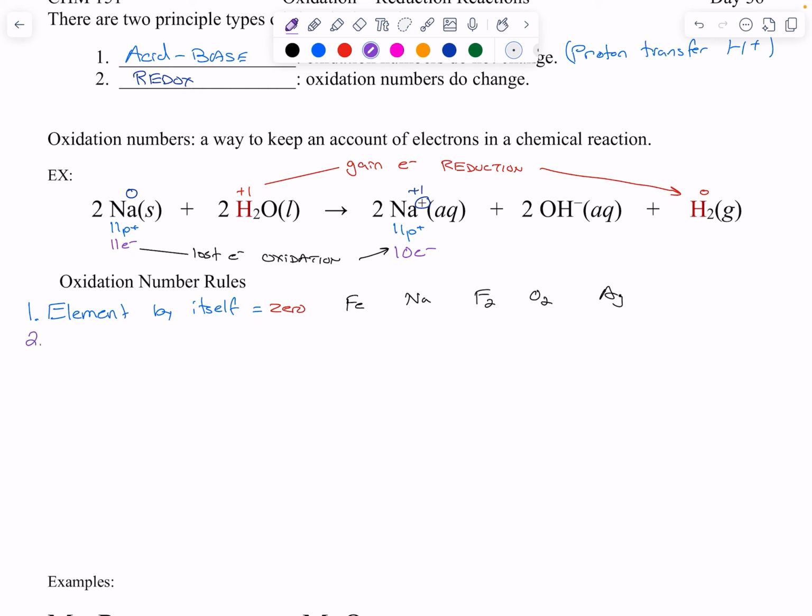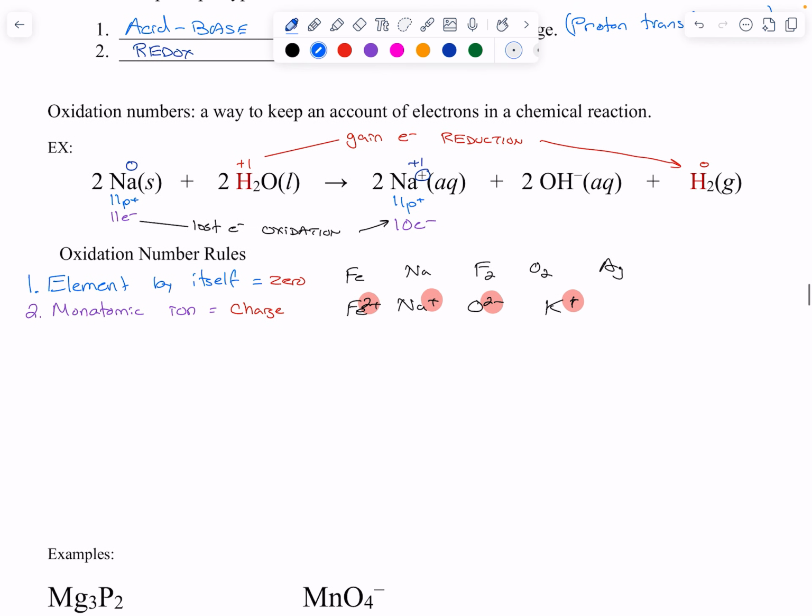Rule number 2: monatomic ions, the oxidation state of the ion equals the charge. So we just had Fe 2 plus, Na plus, O2 minus, K plus, whatever they are. Whatever those charges are, that's the oxidation state.